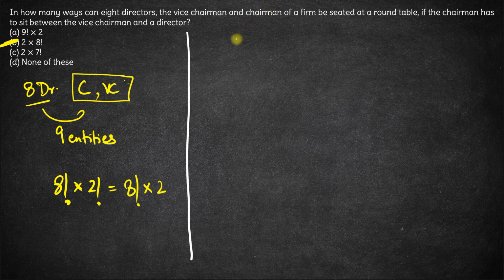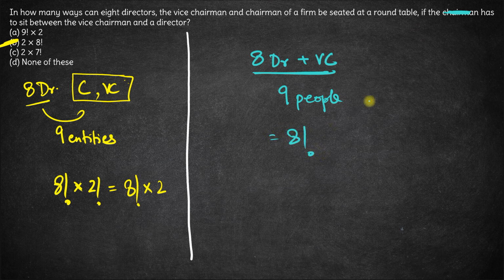This is one way of doing this question. The other way of doing this question is, let's forget about the chairman for the time being. Let's consider the 8 directors plus the vice chairman. Okay. So we have a total of 9 people here. These 9 people can be seated around a circle in 8 factorial ways, right? 1, 2, 3, 4, 5, 6, 7, 8, 9. These 9 people are seated around a circle in 8 factorial ways. So let's say this is the vice chairman and all the others are directors. Correct?